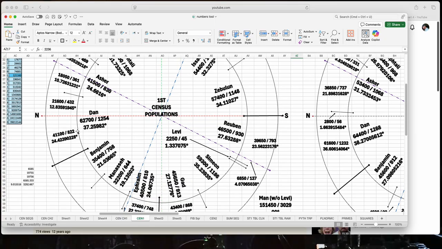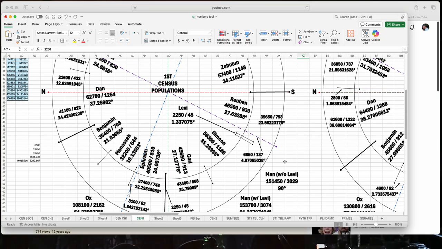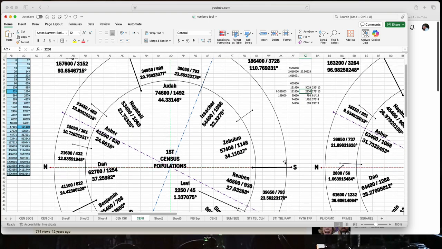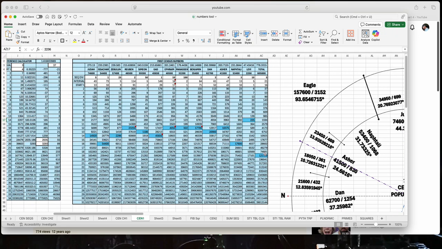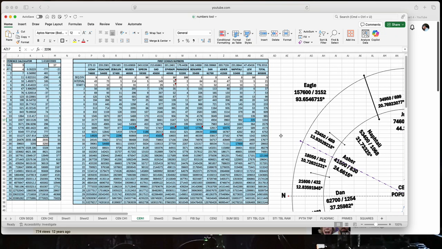Again, 137, 822, reduce this by 6, you get 137 again. So the fact that number's popping up on both of these southern bifurcations, you can chalk all this up to coincidence if you want to, but it just seems impossible to be coincidental at some point.